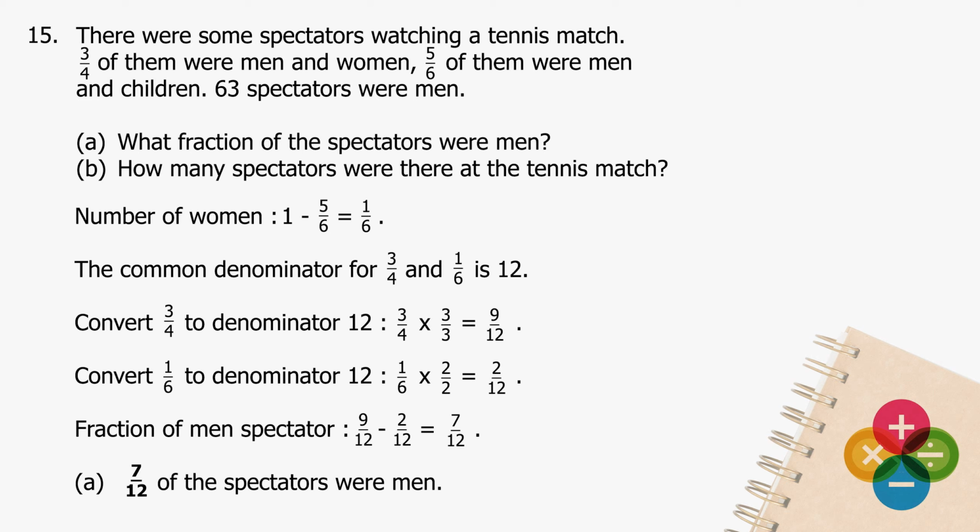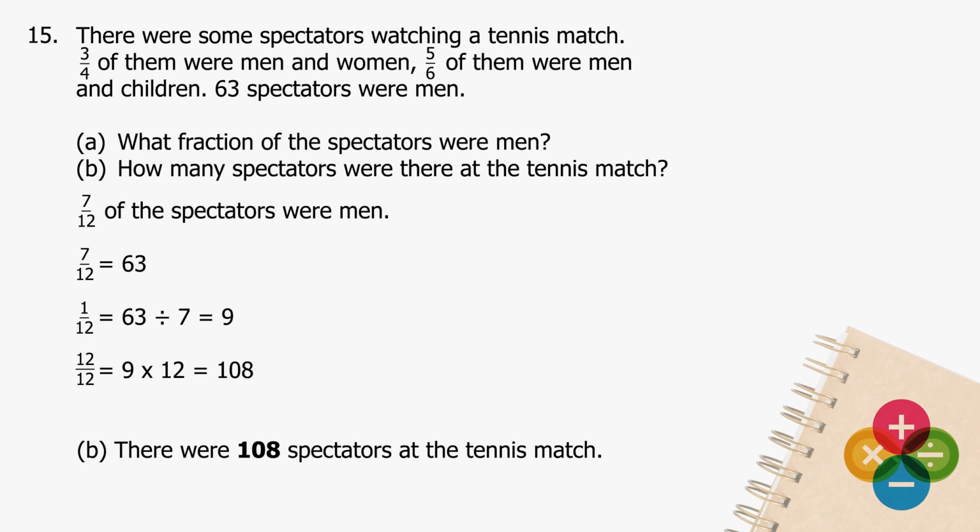A. 7/12 of the spectators were men. 7/12 is equal to 63. 1/12 will be divide 63 by 7, and the quotient is 9. 1 whole will be multiply 9 by 12, and the product is 108. B. There were 108 spectators at the tennis match.